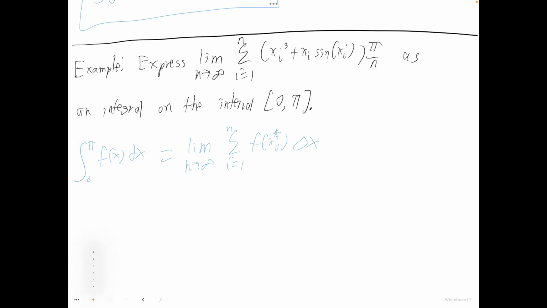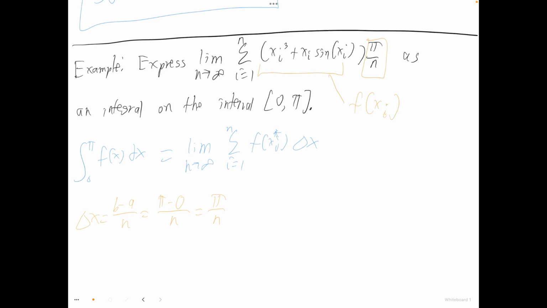First, we can figure out what delta x is. Delta x is b minus a over n. In this case, it's pi minus 0 over n, which is pi over n. And so our pi over n is right there. And so this whole piece here in our summation, that's f of x sub i.